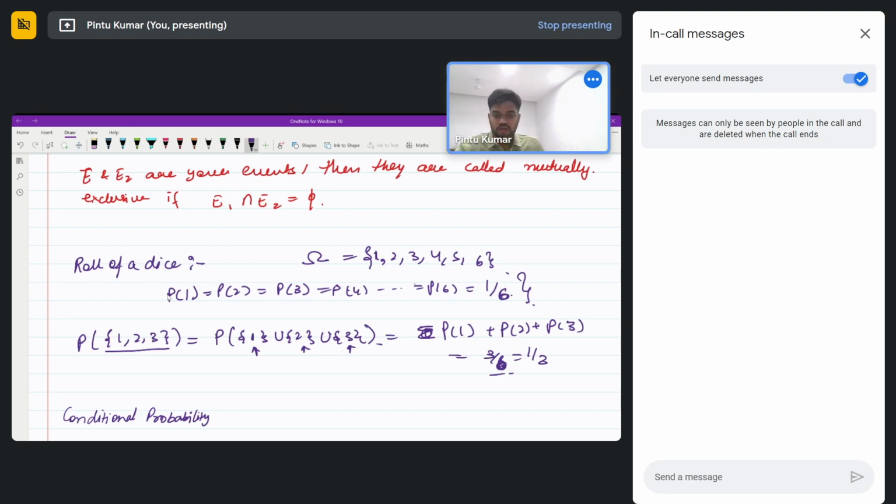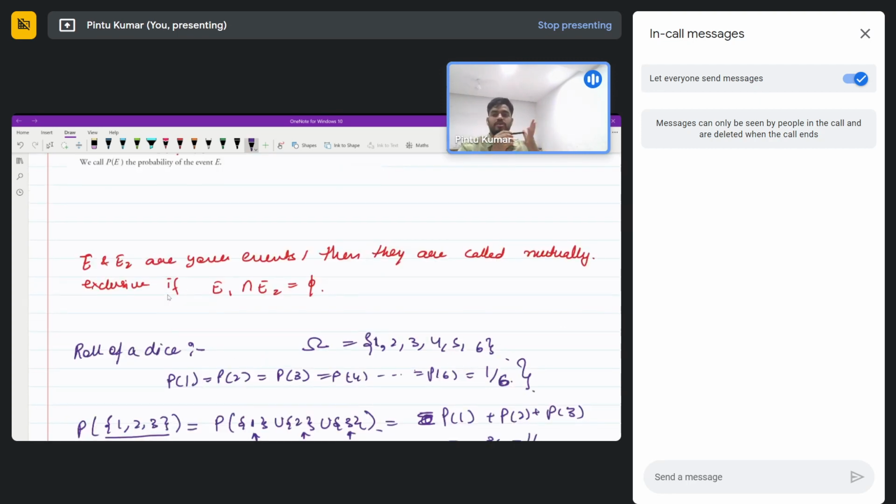So this is the basic idea of probability. Does anybody have any doubt in this?